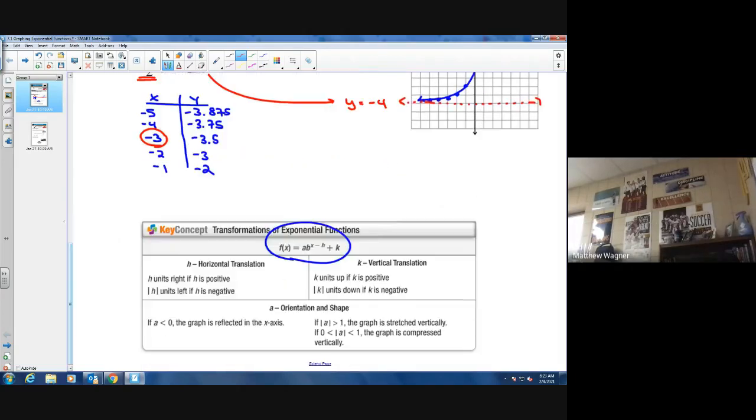So again, that's the big thing. We want to pick 5 points to graph. You should be able to figure out where your asymptote is. You should be able to plot your points.